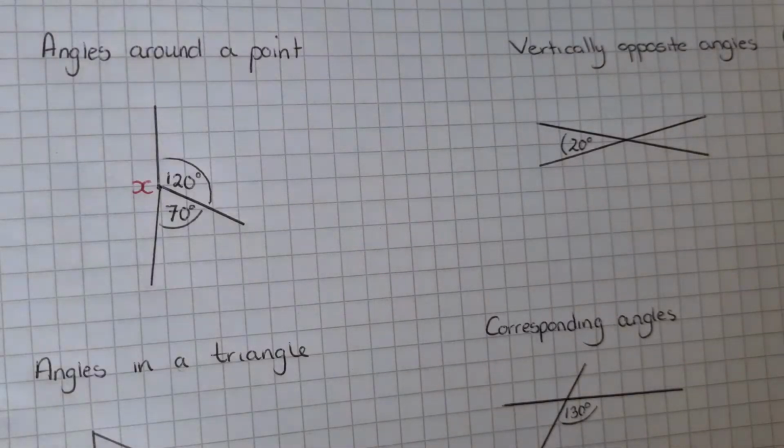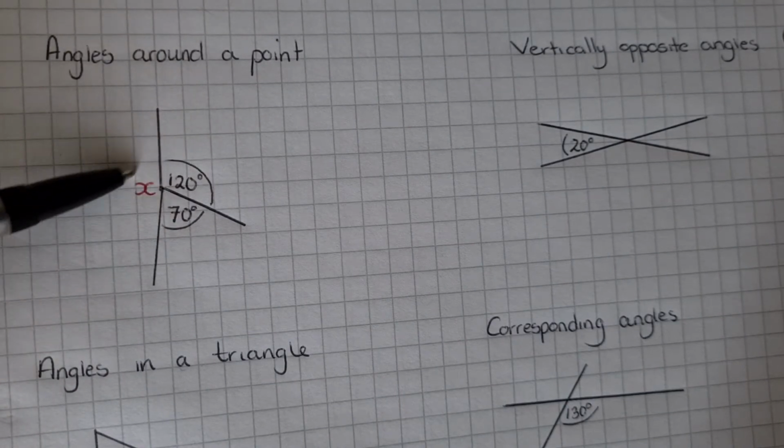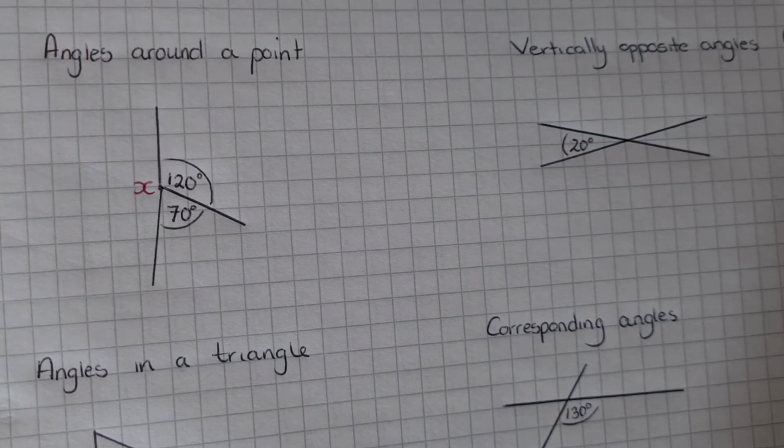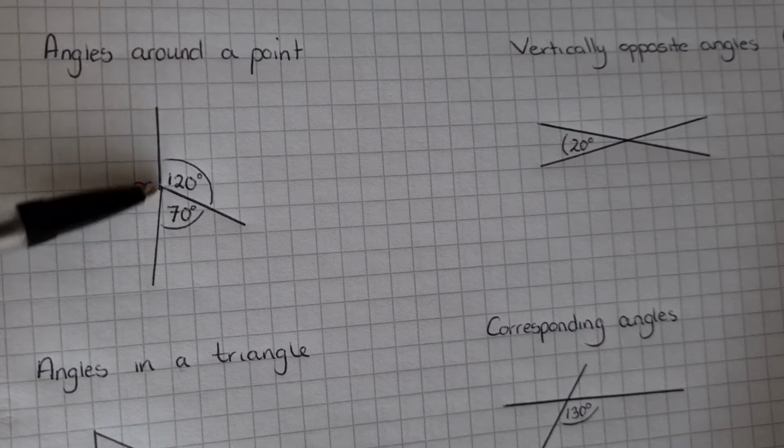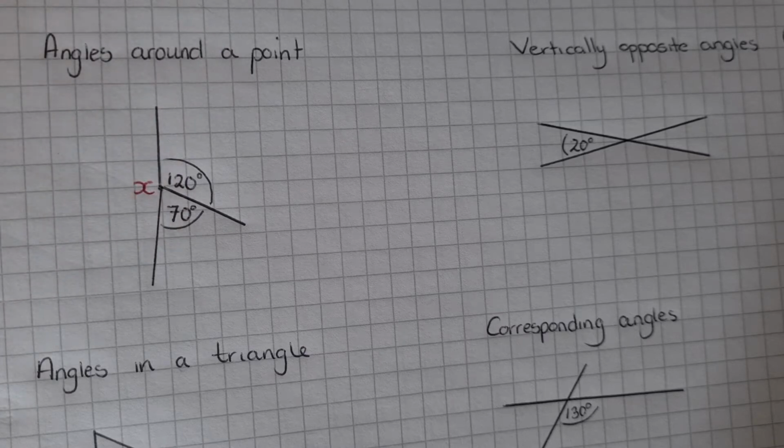Next, we've got angles around a point. So here we have a full turn that's been split up into three angles. Now there are 360 degrees in a full turn. So in order to work out this missing angle, what we can do is add up all the angles that we know and then subtract it from 360.